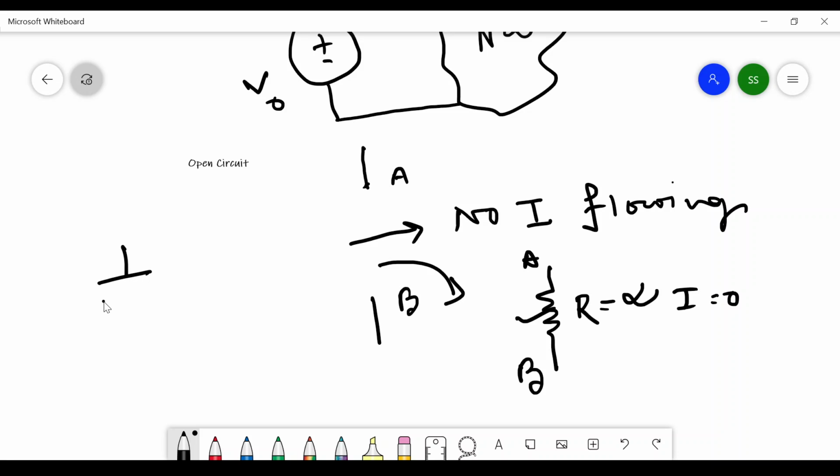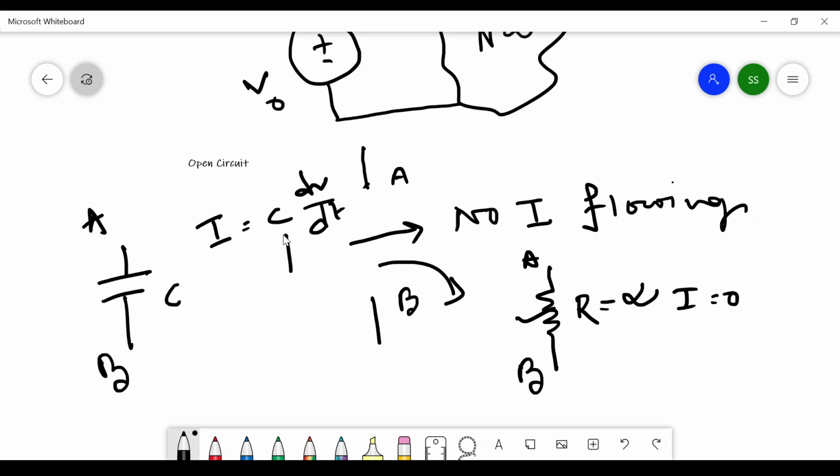Similarly, if this is C, let us understand when we can call it open circuit. What will be the value of C when it will be called open circuit? The current needs to be 0. So I equals C dv/dt, so for I to be 0, C has to be 0.